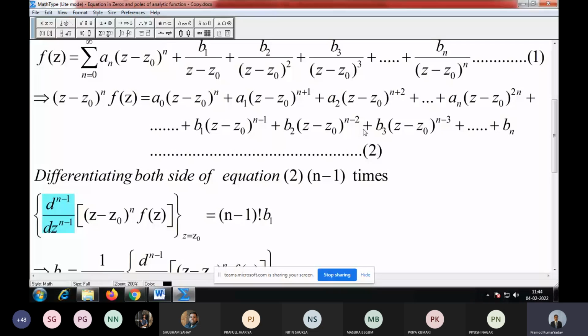We will differentiate it, and then we need to take the limit as z tends to z0, because the derivative of all these terms will give 0, but the derivative of the other term will not give 0. It means the (n-1)th derivative will contain z minus z0. So to find b1, we need to take the limit also.